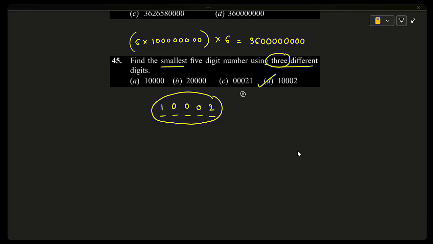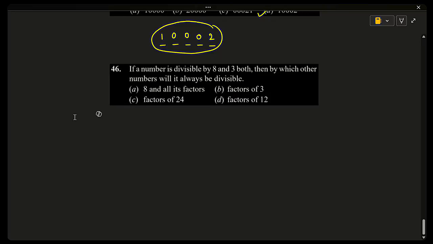So next, 46th question. If a number is divisible by 8 and 3 both, then by which other numbers will it be divisible? So there is a number, it is divisible by both 8 and 3. So they said by which other numbers it will always be divisible.